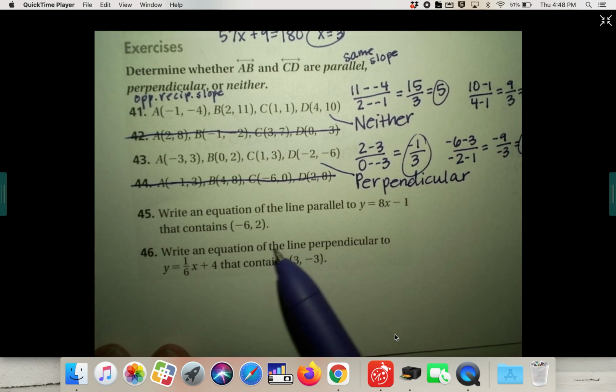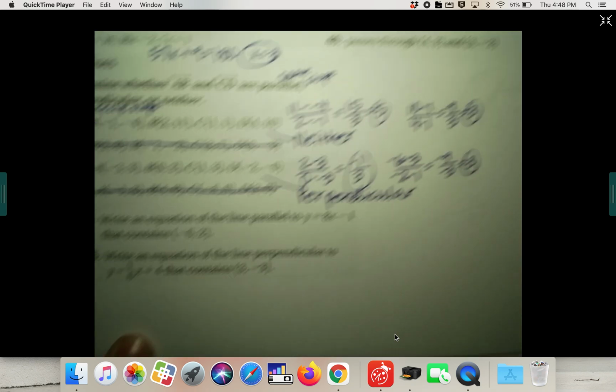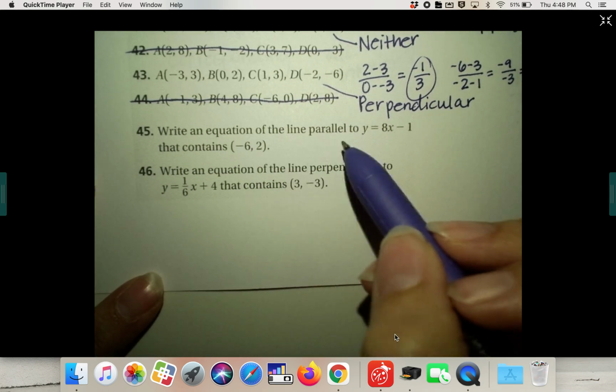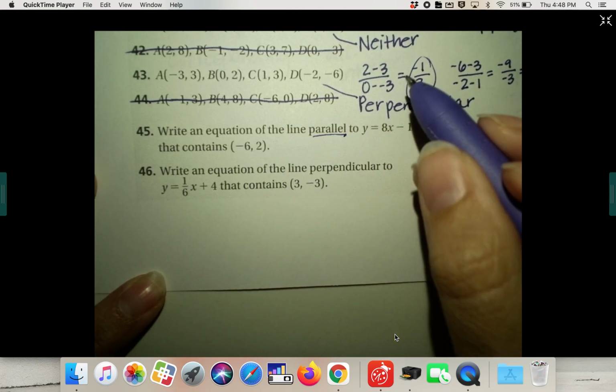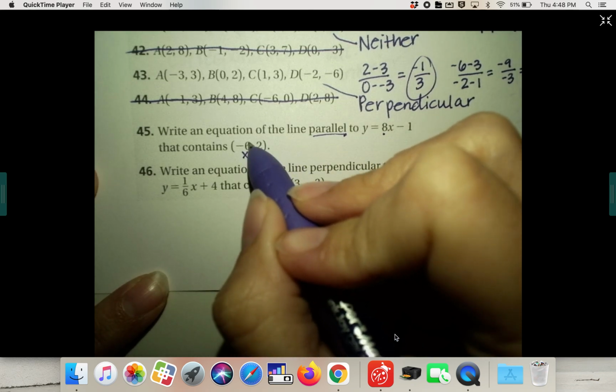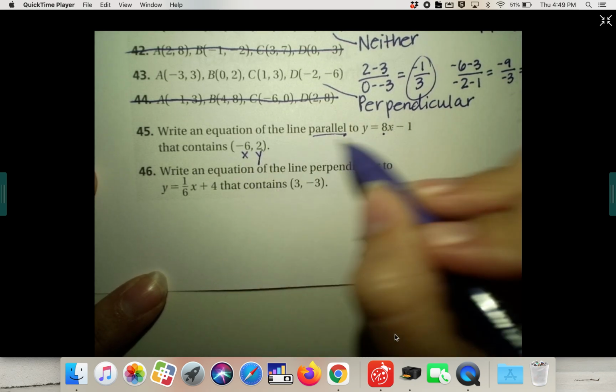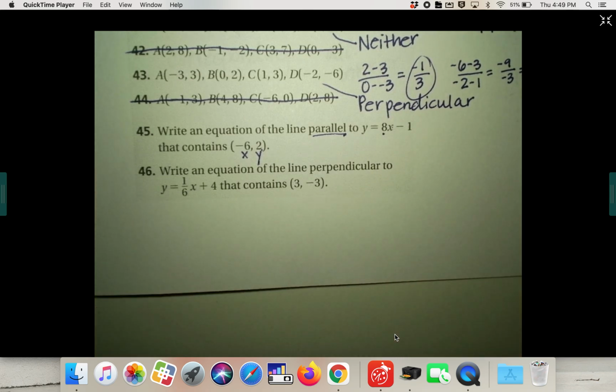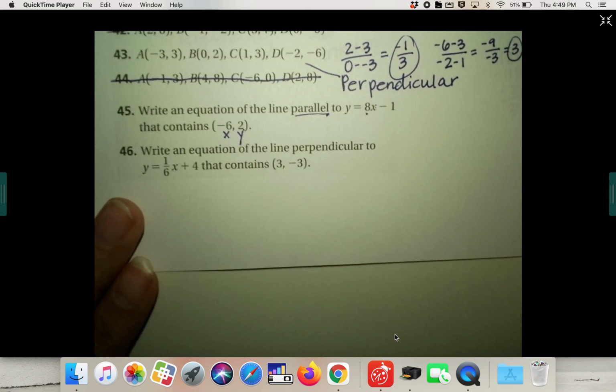All right, 45. I know I skipped this whole section over here. We'll come back to it. All right, 45. Write an equation of the line parallel. Okay, remember parallel is same slope. So I am going to borrow negative 6 as my x and 2 as my y and solve this using 8 as the same slope.